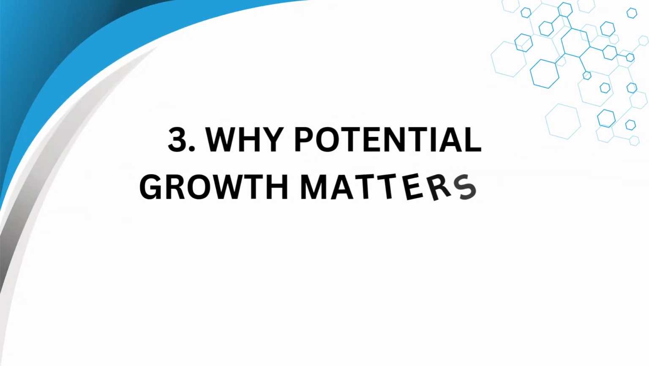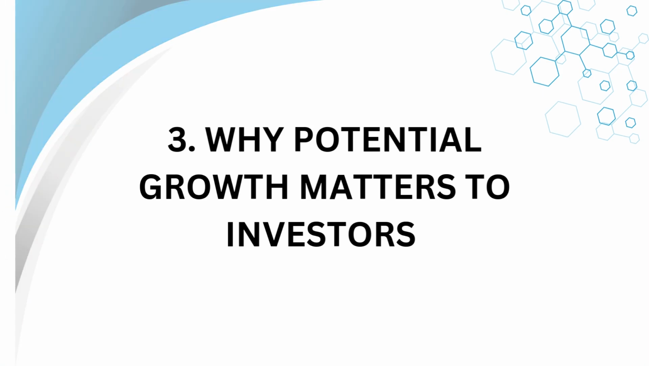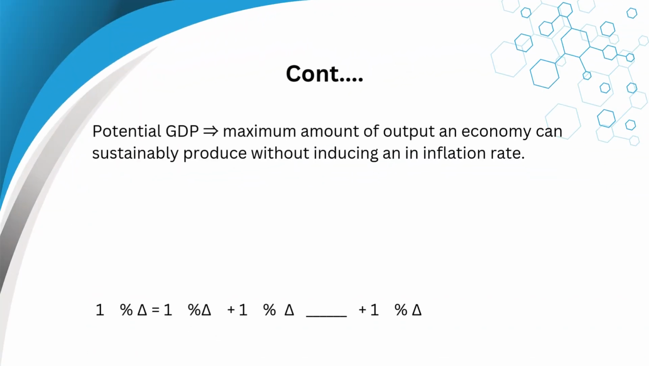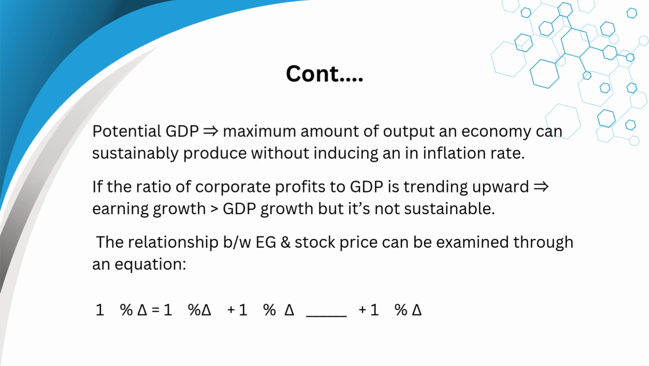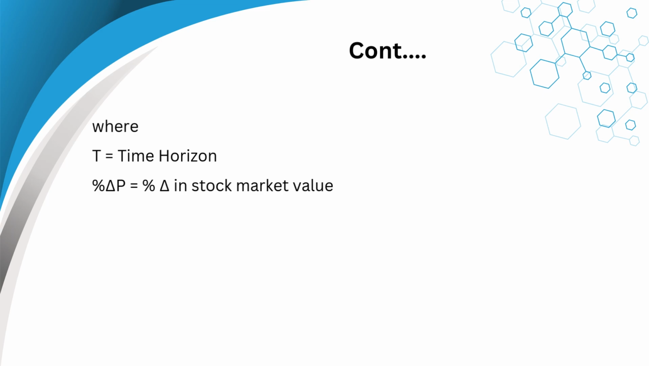3. Why potential growth matters to investors. Potential GDP is the maximum amount of output an economy can sustainably produce without inducing an increase in the inflation rate. If the ratio of corporate profits to GDP is trending upward, earnings growth exceeds GDP growth, but it's not sustainable. The relationship between EG and stock price can be examined through an equation, where T equals time horizon, %P equals percent change in stock market value, E equals earnings.